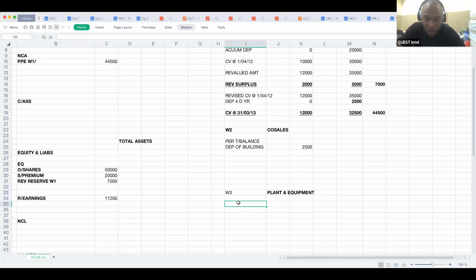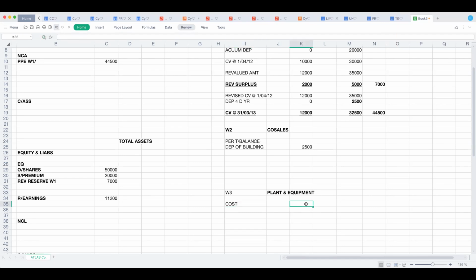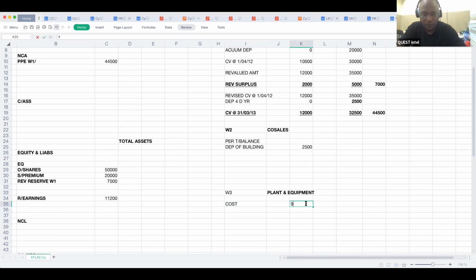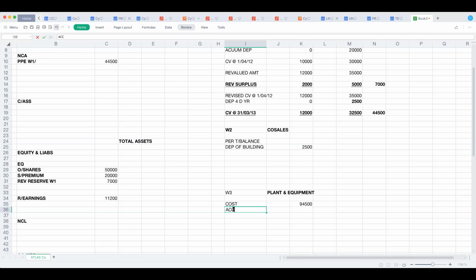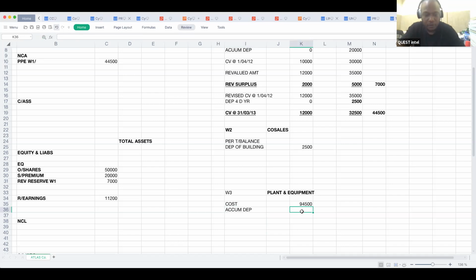All right, so we start with cost. What's our cost? It's 94,500. And then our accumulated depreciation, 24,500.